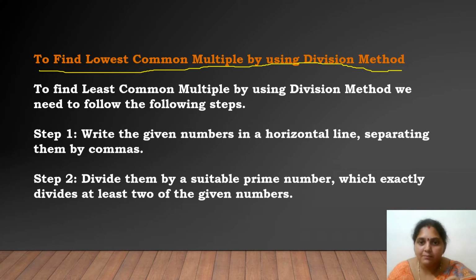Write the given numbers in a horizontal line, separating them by commas. Horizontal line means this is the horizontal line. You have to write all the numbers in the horizontal line by putting commas in between them, right? Now, divide them by a suitable prime number which exactly divides at least two of the given numbers.